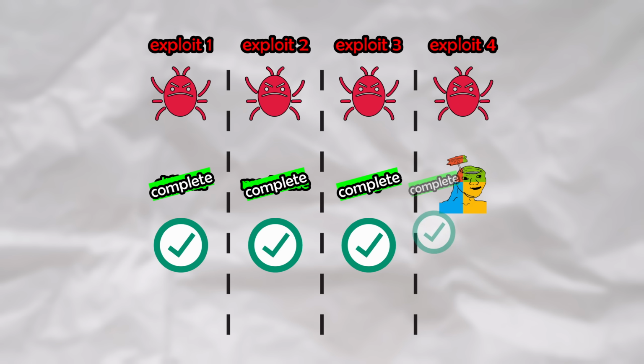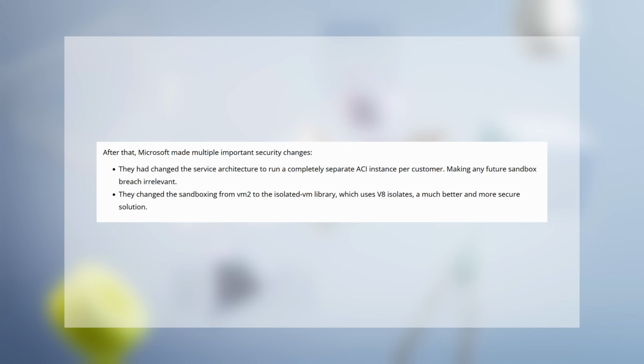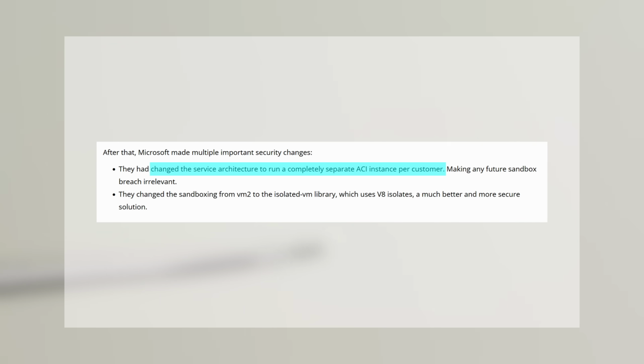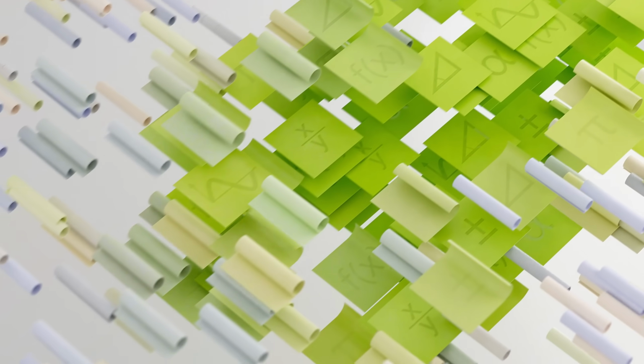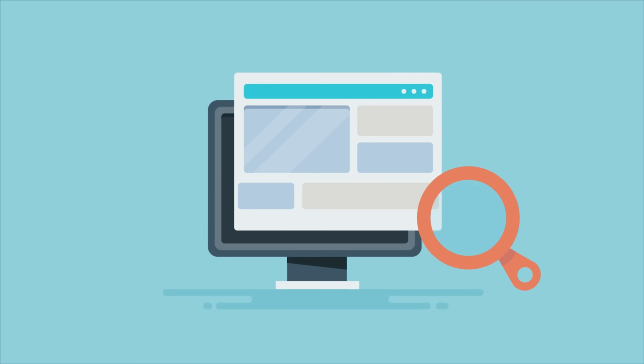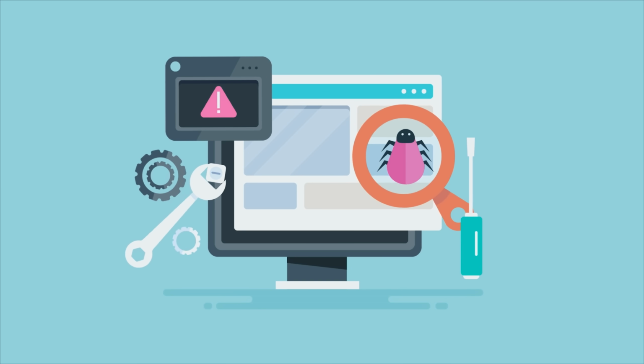After the fourth exploit was submitted to Microsoft, they rolled out multiple dramatic security changes. As the bug hunter noted, they changed the service architecture to run a completely separate Azure container instance per customer, making any potential future sandbox breaches irrelevant. They also changed the sandboxing library from VM2 to isolated VM.